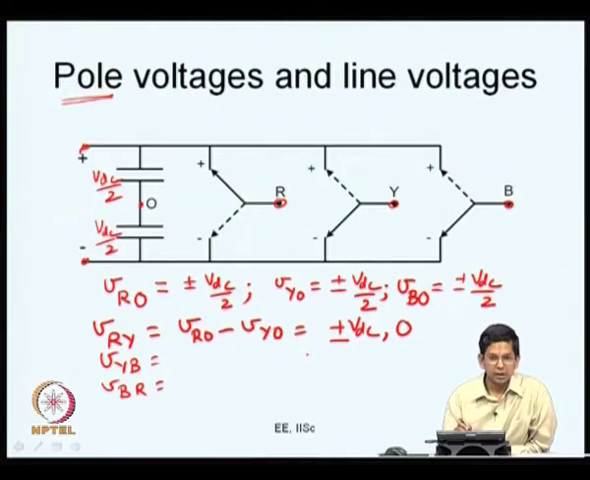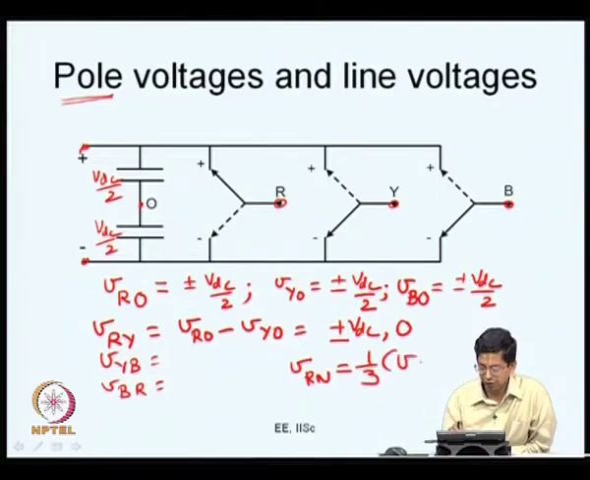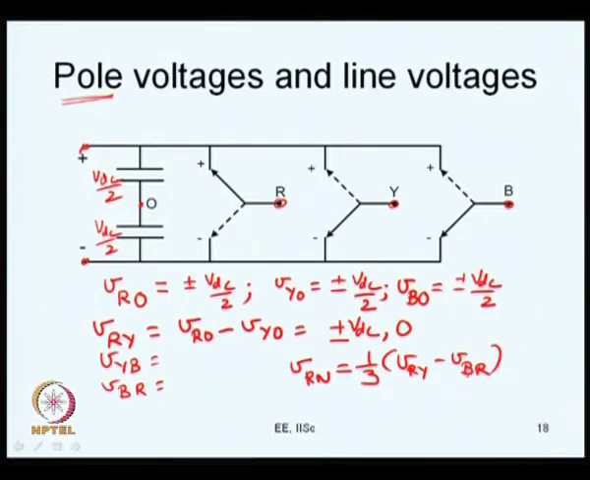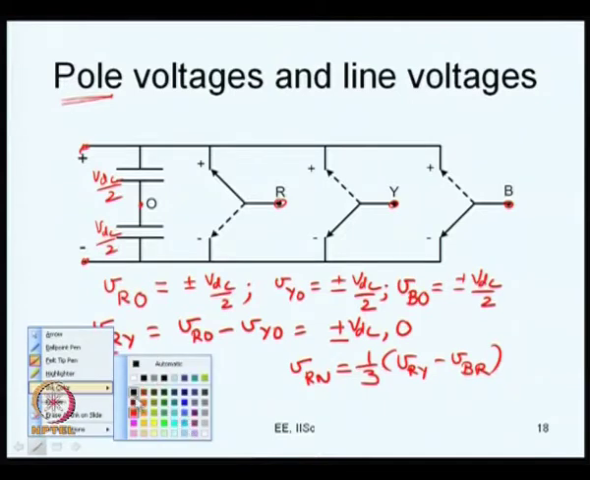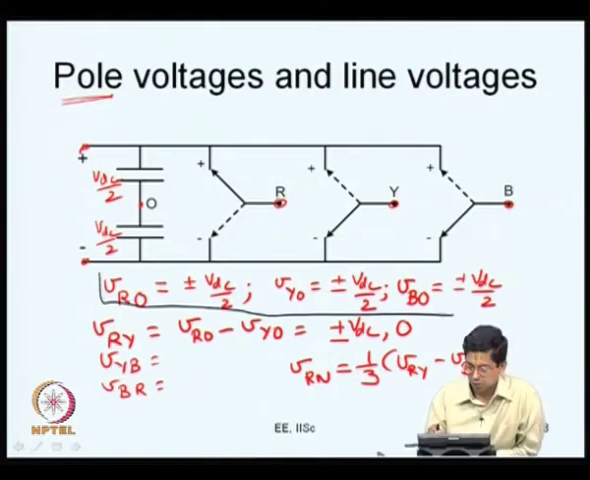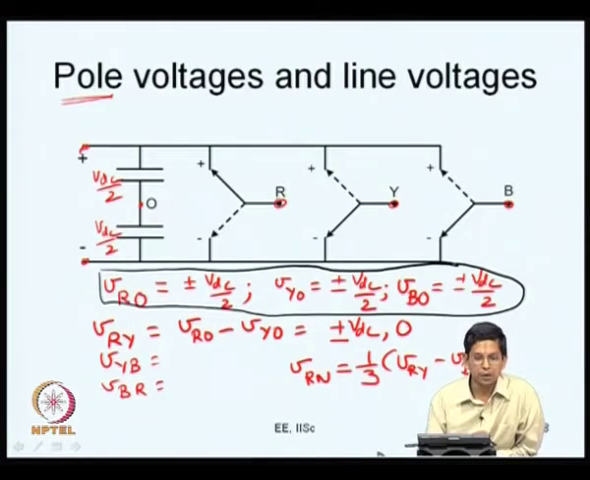In that case, it is possible for us to express VRN as 1 by 3 times of VRY minus VBR. The same way VYN and VBN can also be expressed now. So, we have different things here. One of them is, we have the voltages VRO, VYO and VBO. What are these? These are the pole voltages. These are the voltages at the poles measured with respect to the DC bus neutral.